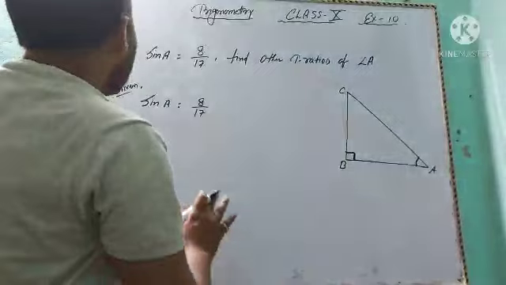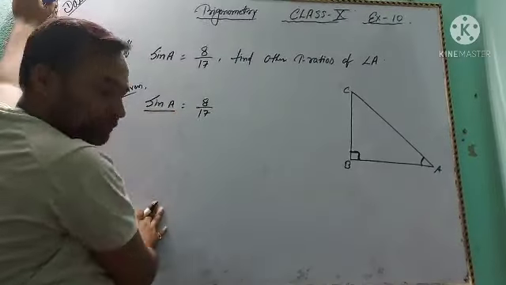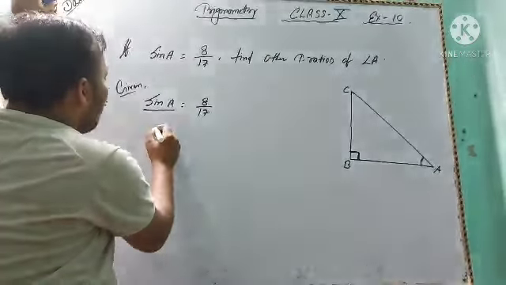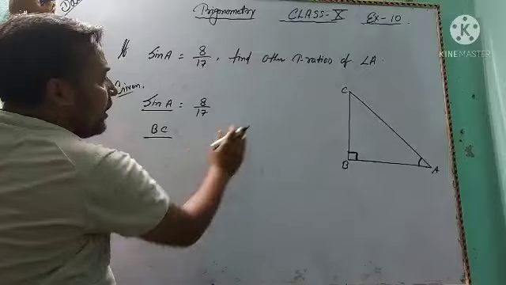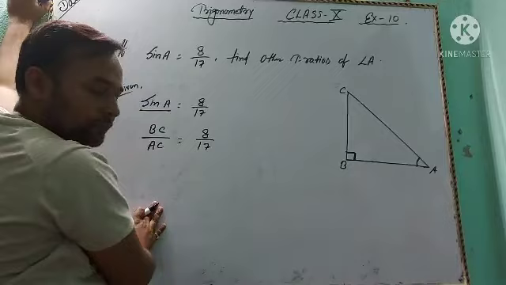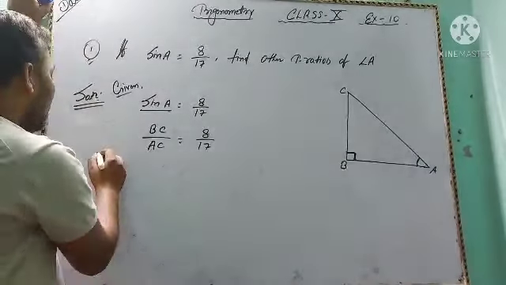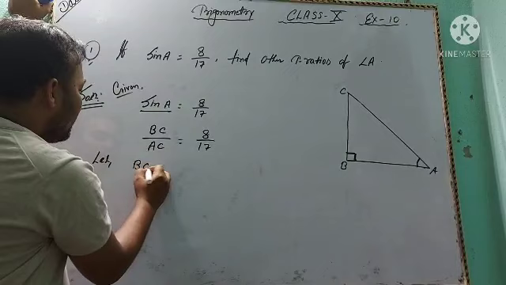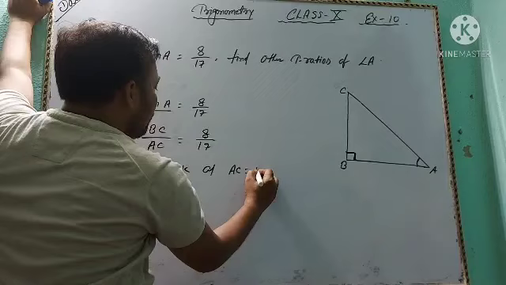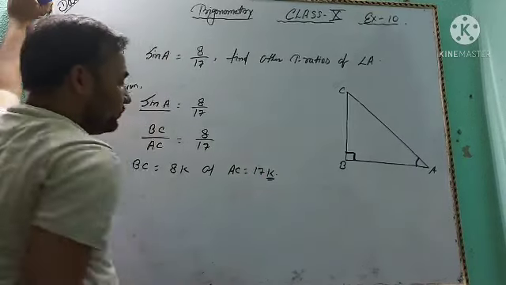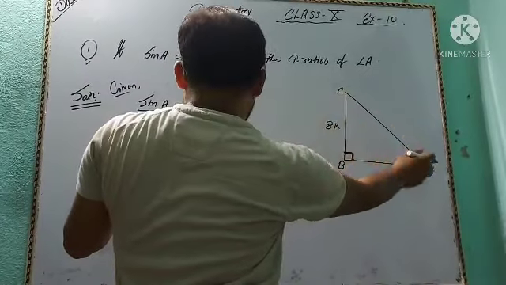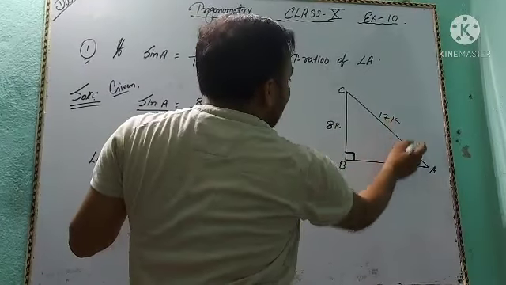Okay, so students, sin theta is equal to perpendicular by hypotenuse. So we write BC by AC is equal to 8 by 17. Okay, let BC is equal to 8K and AC is equal to 17K. Okay, so BC is equal to 8K and AC is equal to 17K.